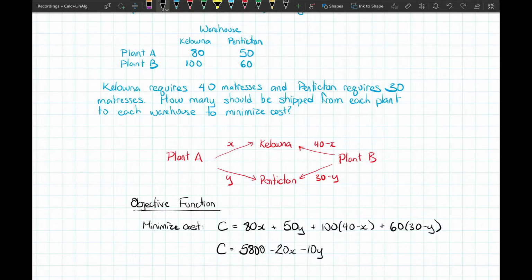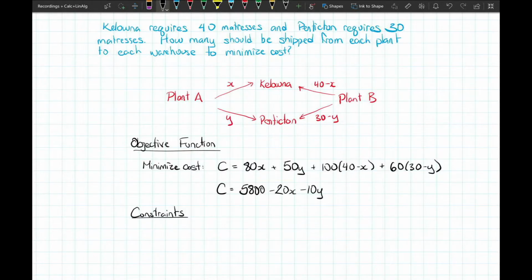But what are our constraints in this case? Well, we've already set the problem up so that we ensure that Kelowna receives precisely 40 mattresses and Penticton receives precisely 30 mattresses. But there are some hidden inequalities here. First of all, the number of mattresses shipped from plant A to Kelowna, which we've called x, can't be a negative number. It has to be a positive amount. If we could make it a negative number, imagine the cost savings. We could just receive mattresses instead of sending them, but that really wouldn't make any sense.